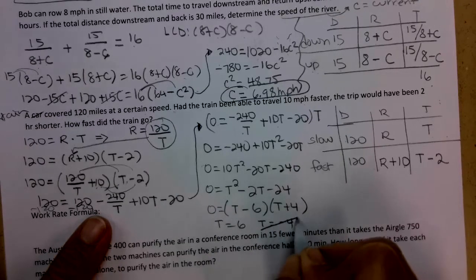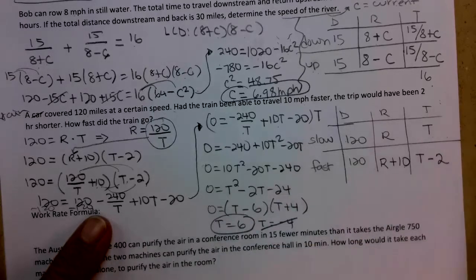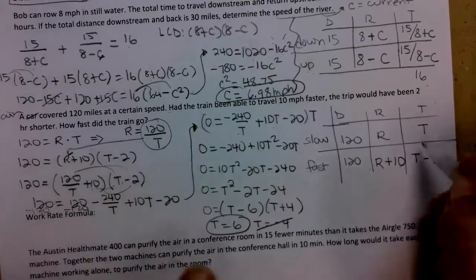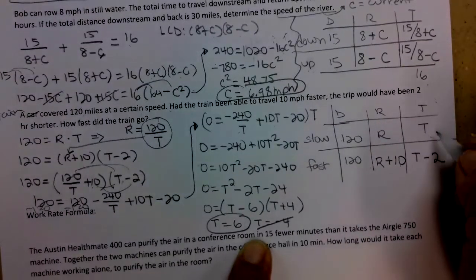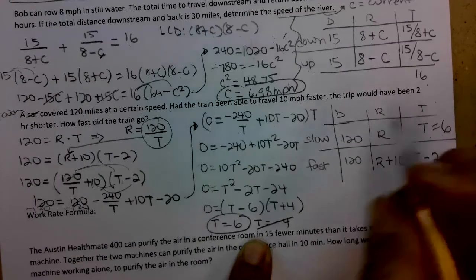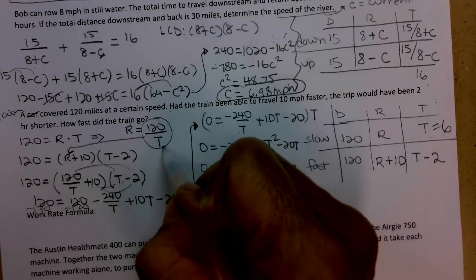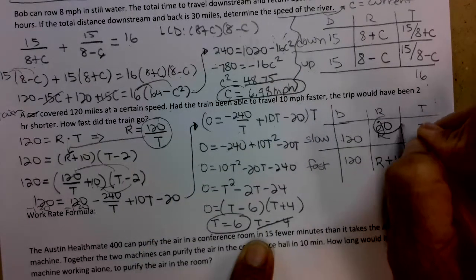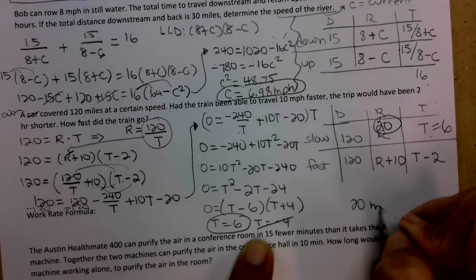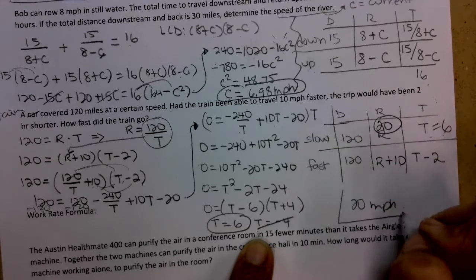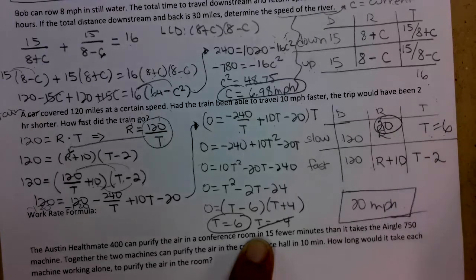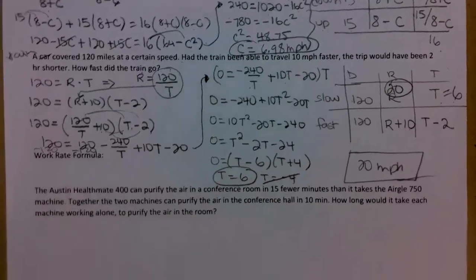Well, negative 4 wouldn't make sense. So t equals 6, so right, 6 hours. But it actually asks for how fast did the train go. So if t is 6, then the rate is 120 divided by 6. So the rate is 20 miles per hour. So if it had gone 10 miles per hour faster, so if it had gone 30 miles per hour, it could have made the trip in 4 hours instead. Okay, oh boy.